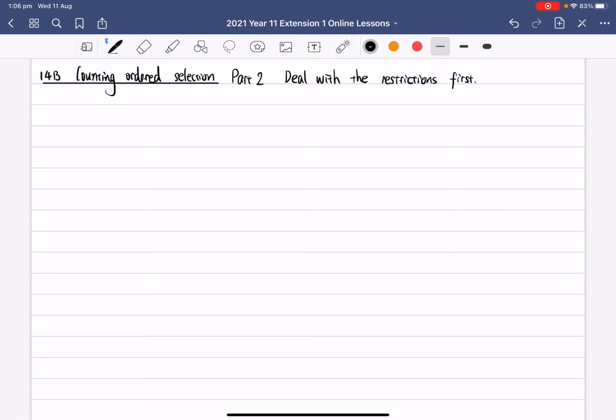Okay, so we're going to start this lesson here. This is just part 2 of Exercise 14B, counting ordered selection. So we're going to deal with restriction, okay? I'm going to give you questions that are not really in the Cambridge textbooks. I'm going to try a different type of question there.